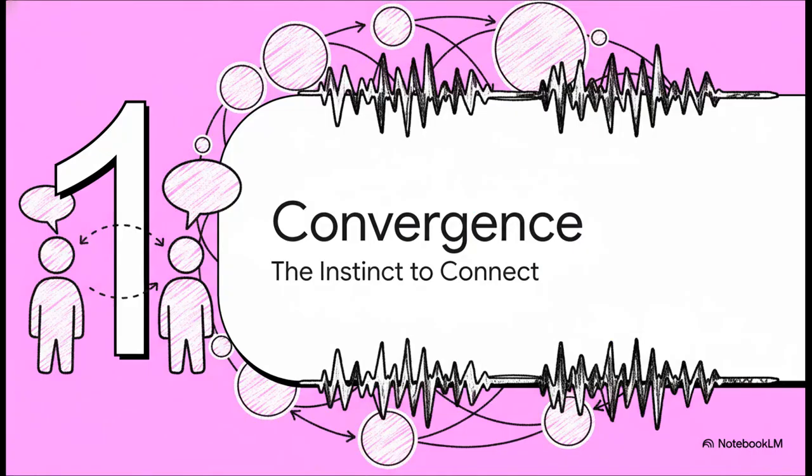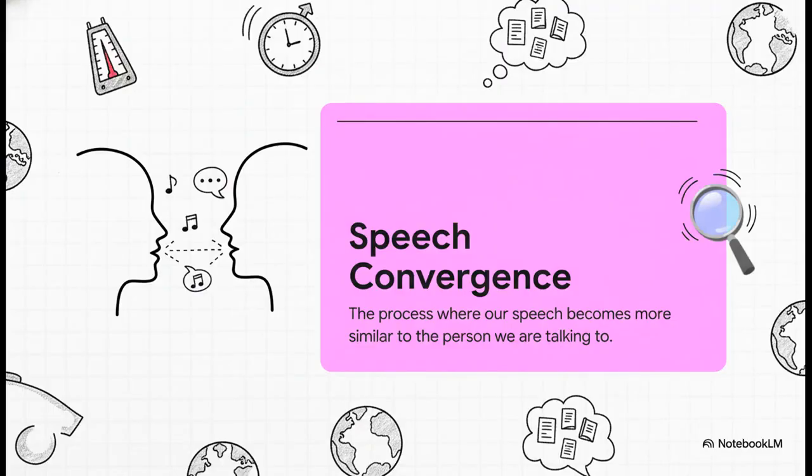All right, so let's start with the setting most of us use all the time, convergence. This is that deep down gut instinct we have to connect with people. It's how we build bridges and just show, hey, we're part of the same tribe. So, what is convergence? It's pretty simple, actually. It's when our speech starts to, well, mirror the person we're talking to.